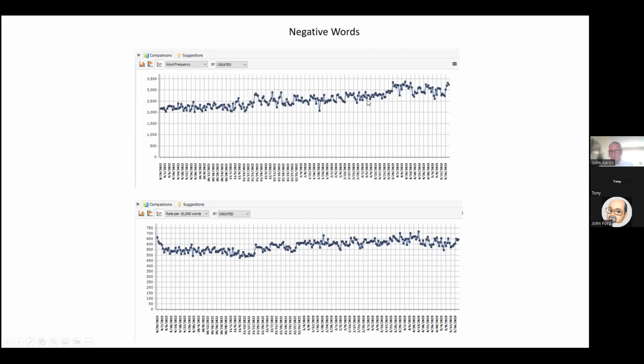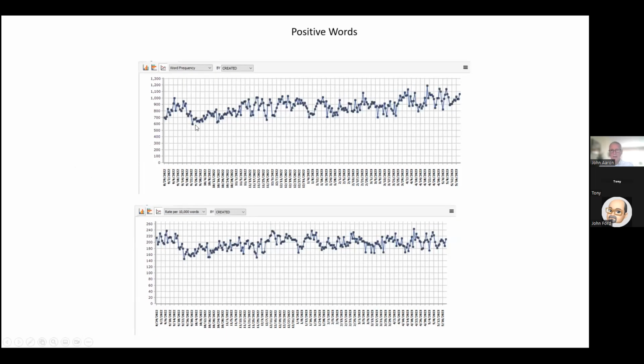So negative words, you kind of see this, right? It's kind of this trend. And this is actual frequency. And if I look at the rate per 10,000, it looks like this. And if I look at positive words, there's more variation to it, right? And so the question becomes, how useful is this?